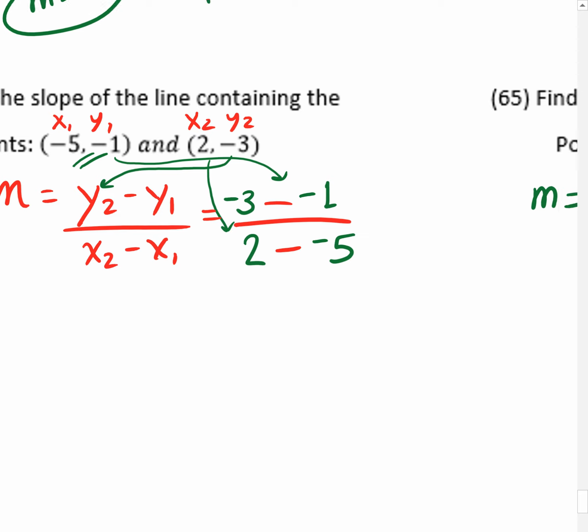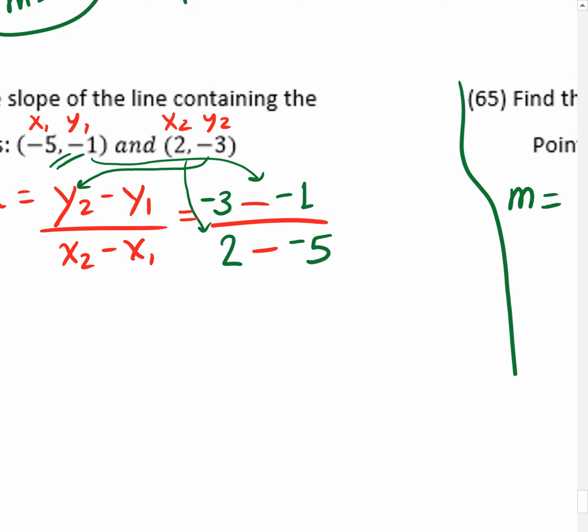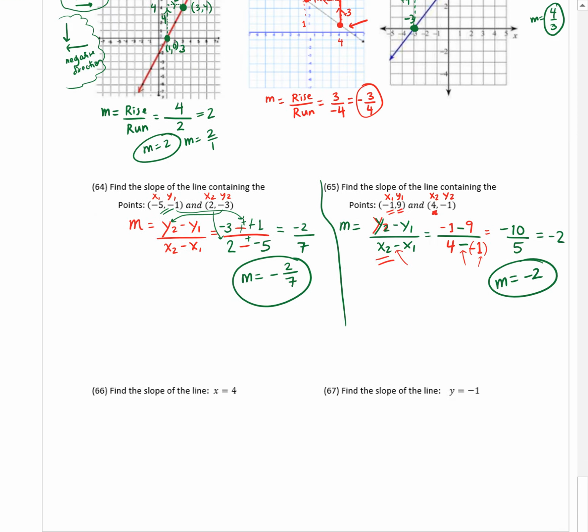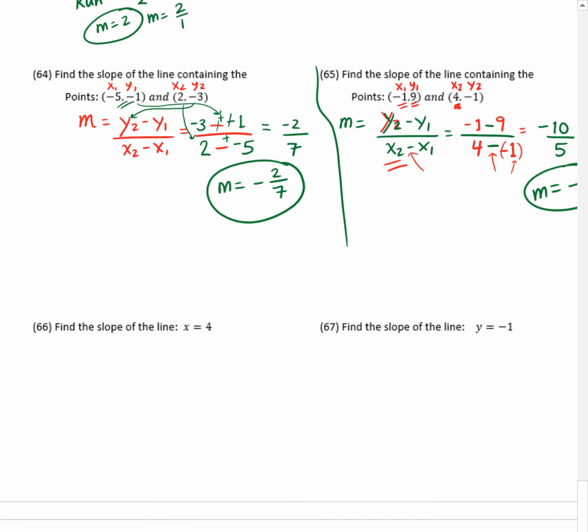There we go. A lot of negatives in this one. This one's actually trickier. So in the numerator, the negative becomes a positive, so it's really -3 plus 1, which is -2, over 2 minus -5, that's 2 plus 5, or 7. And that doesn't reduce, but you can make the fraction look a little nicer by putting the negative off to the side. There we go. So -2/7 would be the slope on that one.